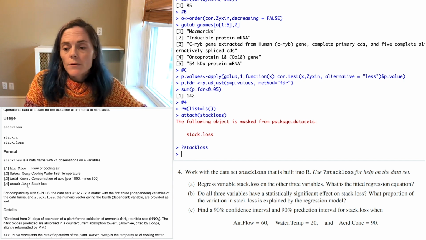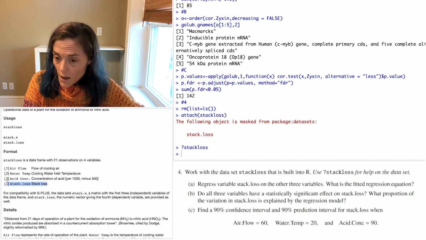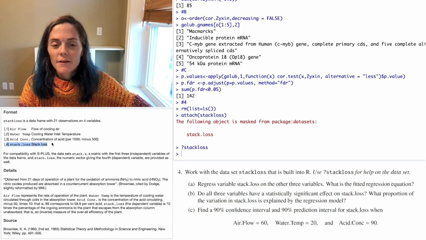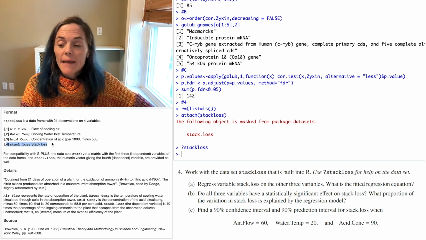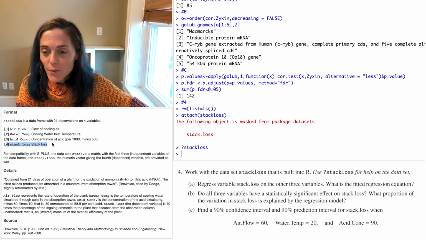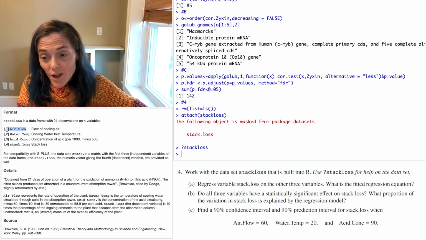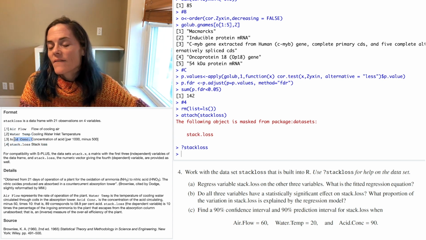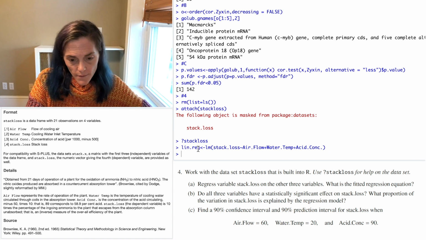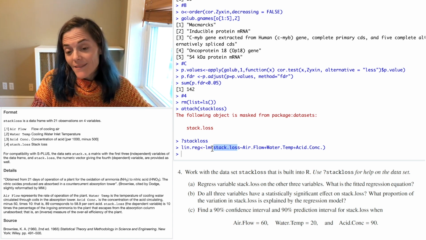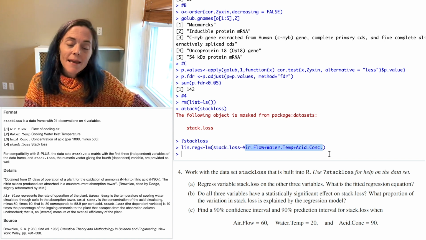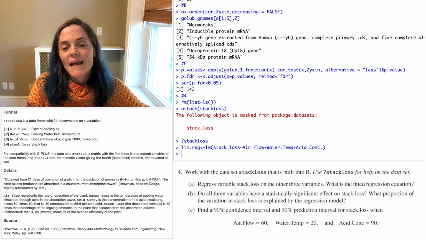We have four variables. One is stack.loss. R tells us this stack loss is a dependent or Y variable here. And then the first three variables, these are our explanatory or X variables for our multiple linear regression. We have airflow, we have water temperature, and then we have acid concentration. Well, let us fit a linear regression model where stack loss is my response variable, and then the other three are my explanatory variables. We can ask summary here.